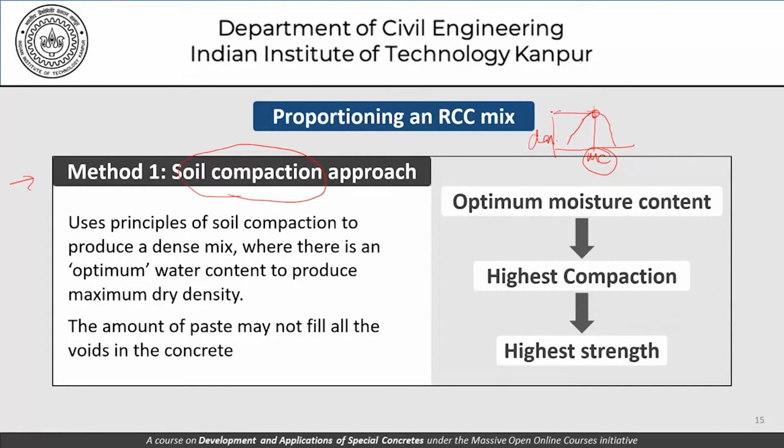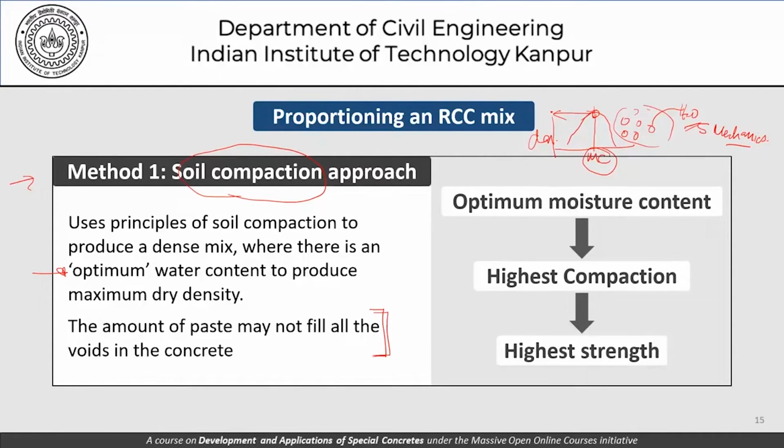So this concept from soil mechanics, where we are talking of individual particles. Now, compaction of these individual particles with a certain amount of water is the domain of soil mechanics. We do try to use this principle and proportion roller compacted concrete mixes using this principle and try to determine this optimum water content to produce the maximum dry density. And the amount of paste may not fill all the voids in concrete. Now, this is something which is a fallout of this approach, at least from a concrete engineer's point of view.